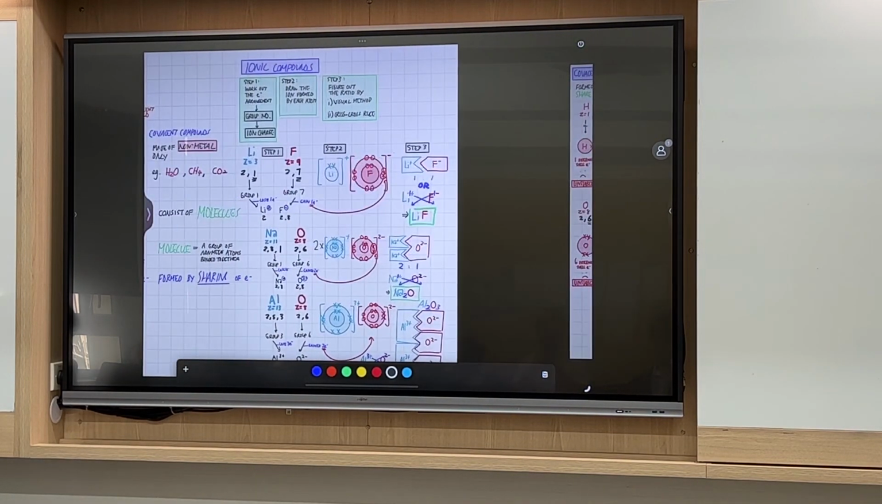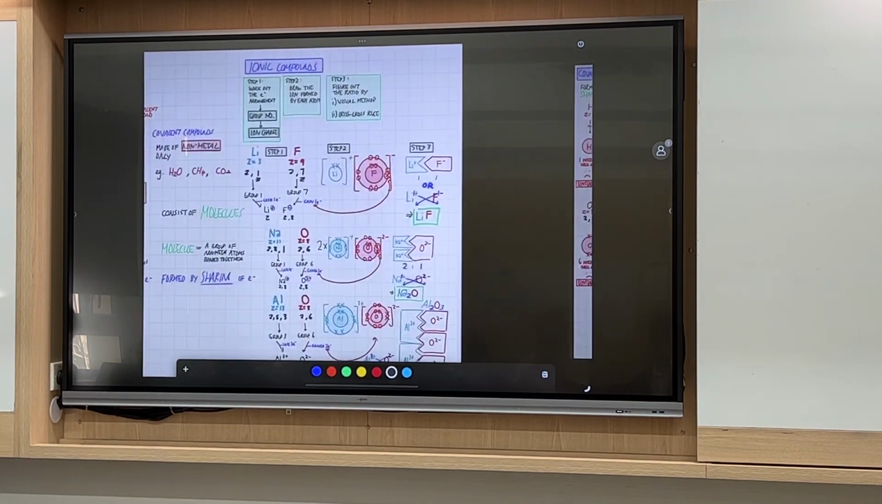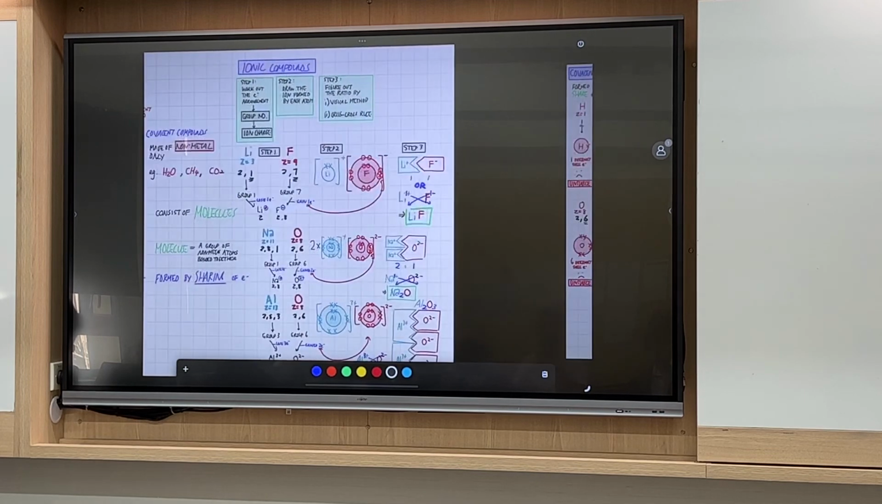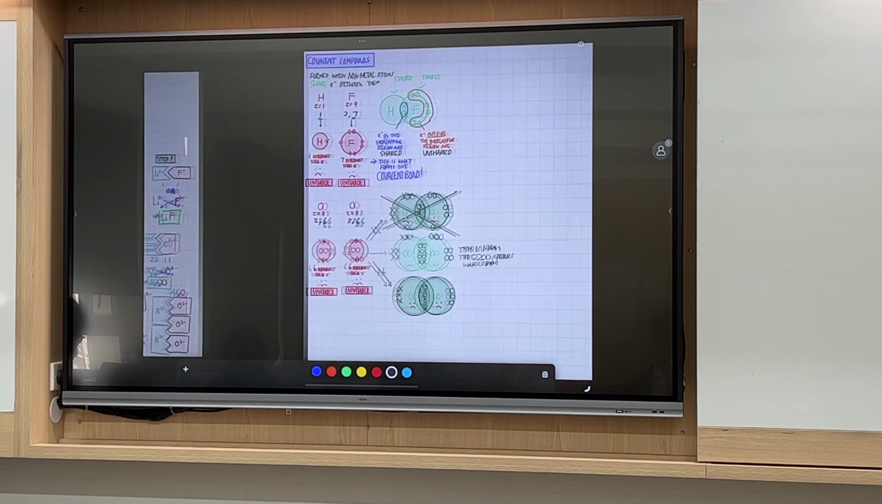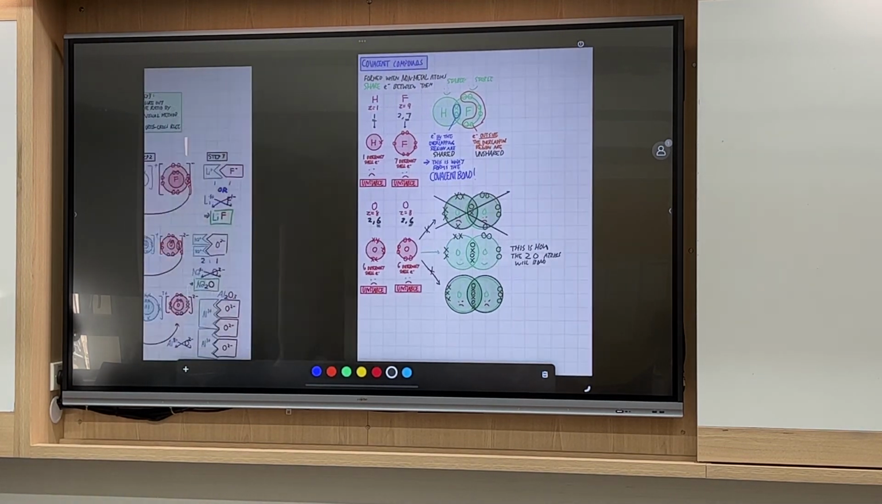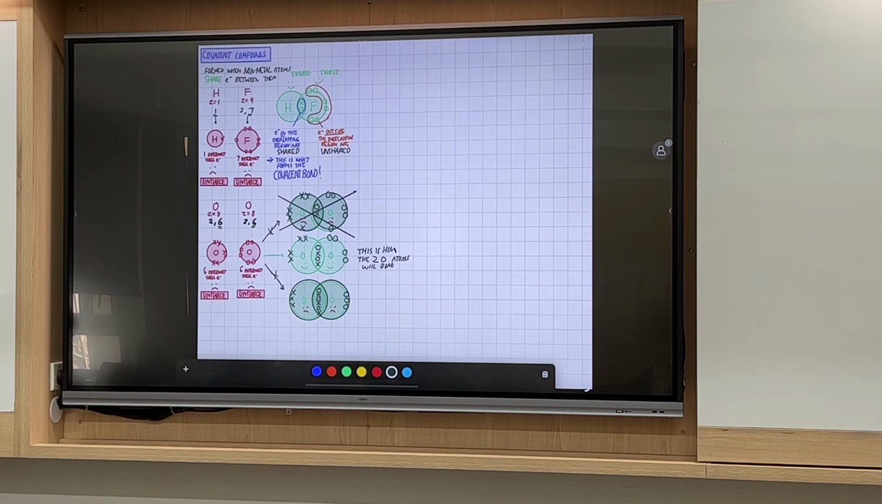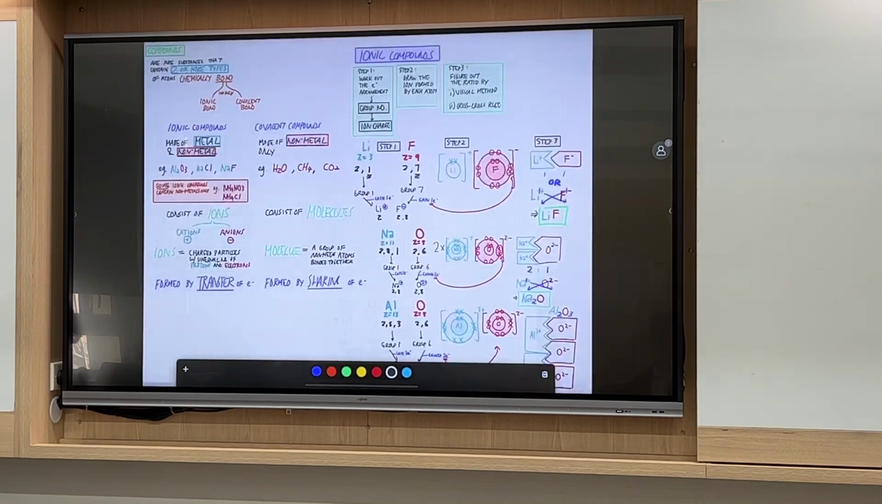Can you all look at these 2 pages right now? What do you notice? When we show ionic bonds, do we just show the outermost shell or do we show all shells? All shells. But when we show covalent bonds or covalent compounds, which shell do we show only? Outermost shell. You can put this in your notes if you like.